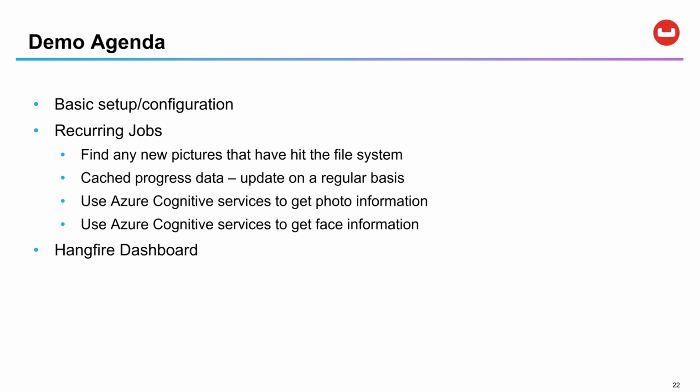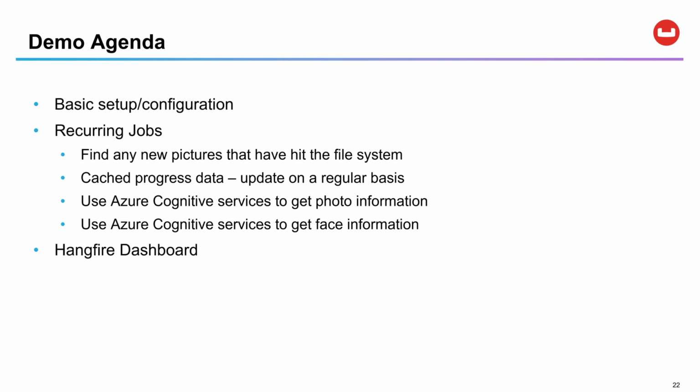And then I have a cached progress update. So on a regular basis, I want to query my photos and see how much progress I'm making in terms of categorizing them and organizing them. I want to get an idea of some progress that I'm making, because it's still a mostly manual process to do this. And to try to reduce the amount of manual processing, I've experimented with using Azure Cognitive Services to get photo information and to get face information, so I can start to make some guesses about who's in the picture and better organize them. And then I'm going to show you the Hangfire dashboard as well.